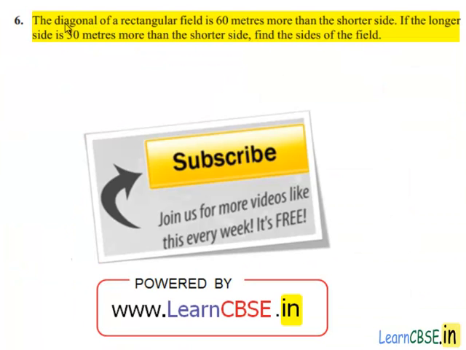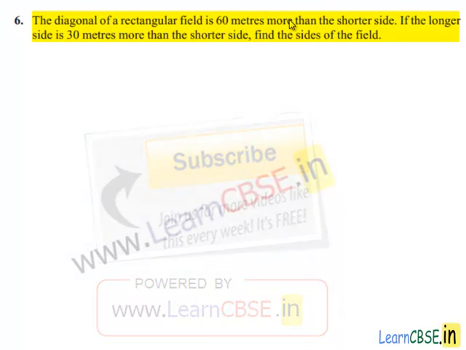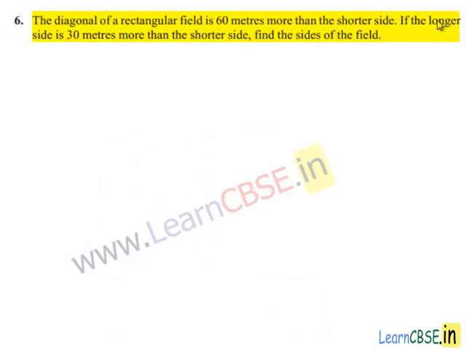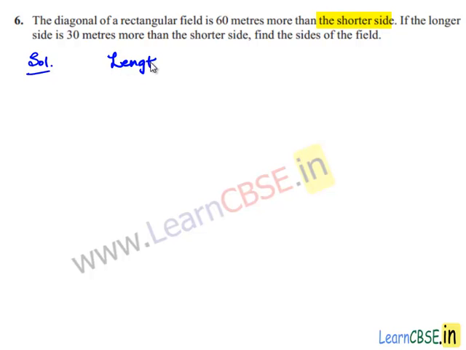Coming to the sixth problem, the diagonal of a rectangular field is 60 meters more than the shorter side. If the longer side is 30 meters more than the shorter side, find the sides of the field. Let us see the solution. Assume the length of shorter side is equal to x meters.